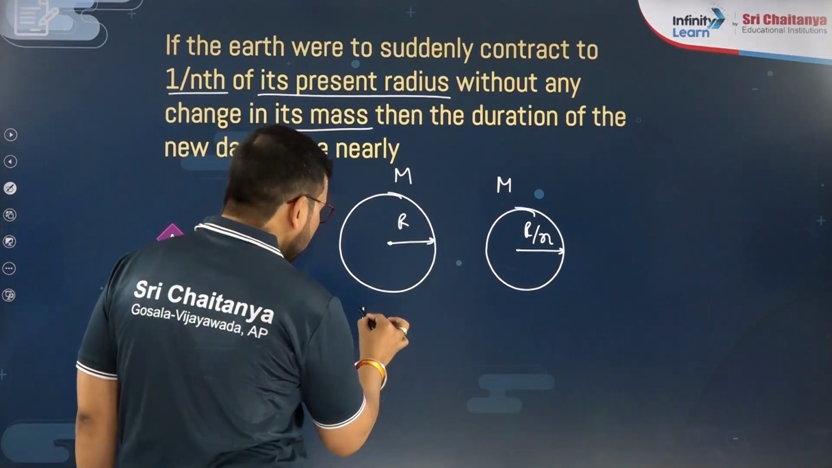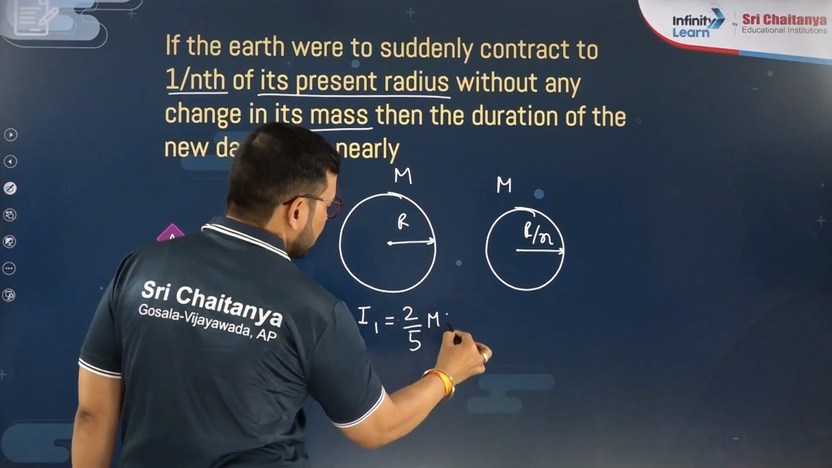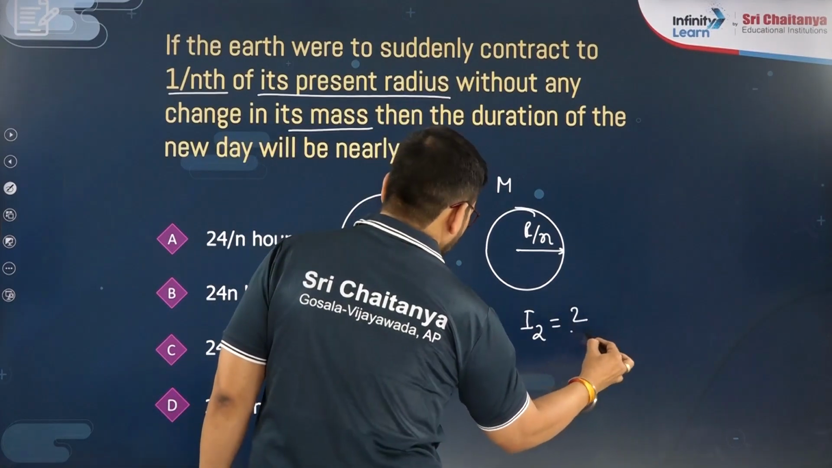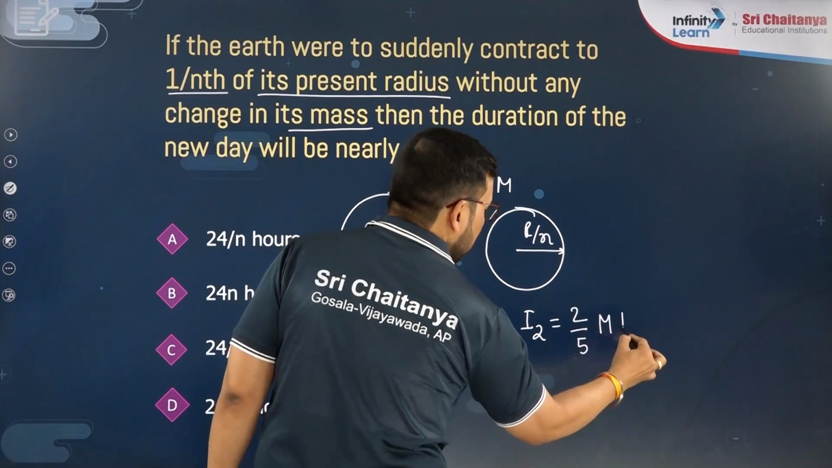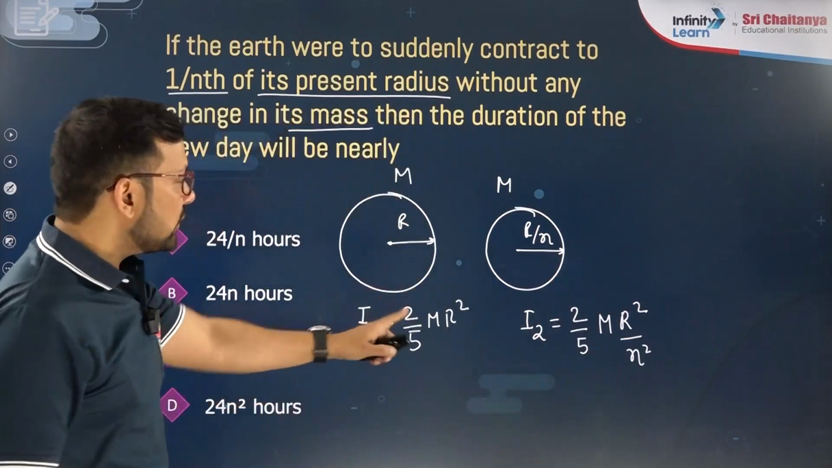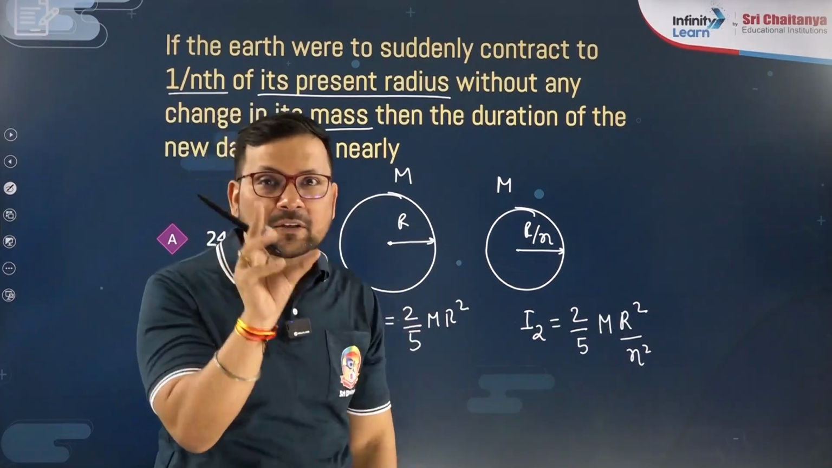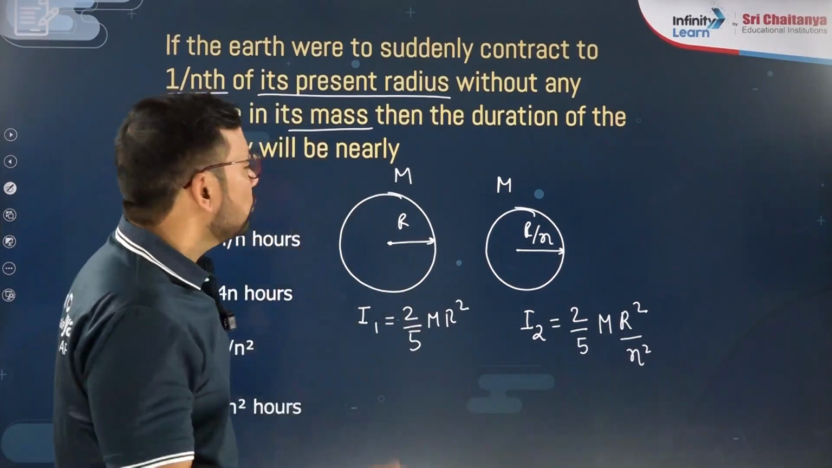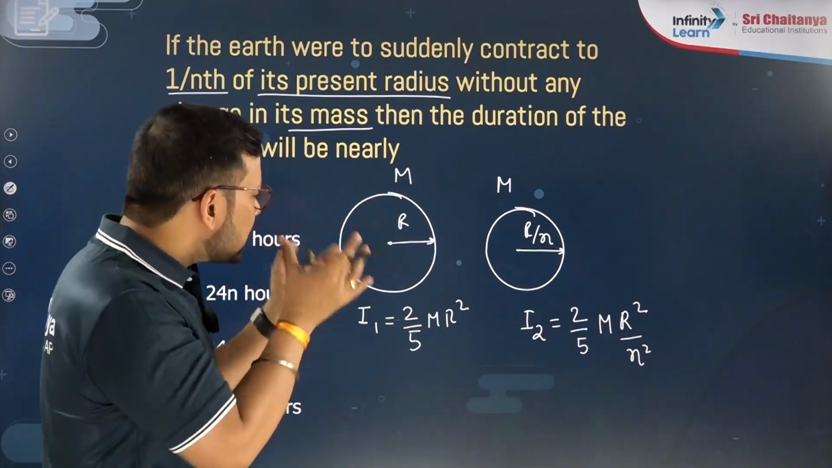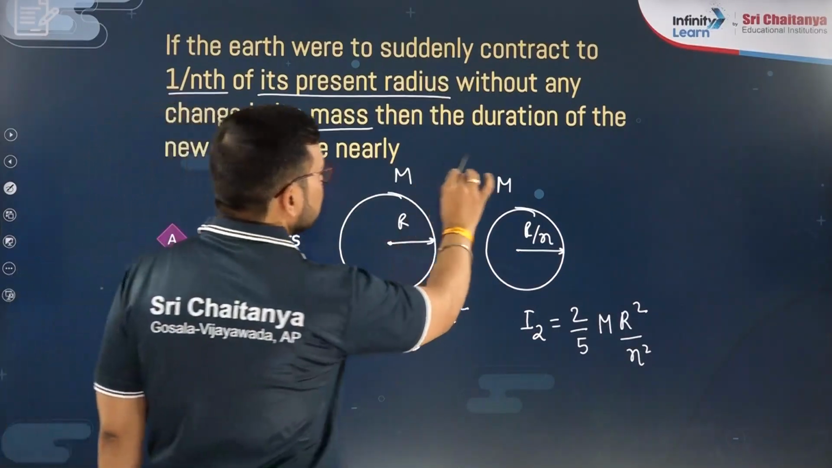So what is the moment of inertia in the first case? 2 by 5 mr square. What is the moment of inertia in the second case? 2 by 5 m r square by n square. These are two different moments of inertia. What we have to keep in mind is that angular momentum is conserved in contraction. No external torque is acting. No one from outside is making it contract, right? It is contracting on its own. All internal forces are working over there. So angular momentum is constant.